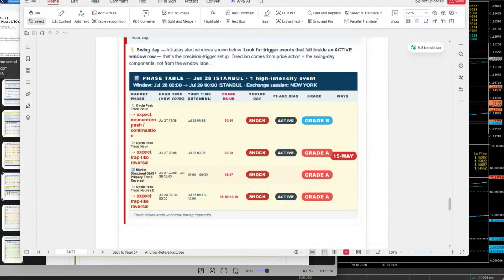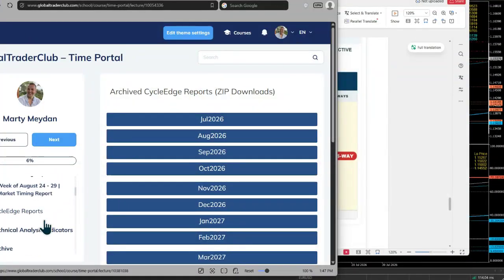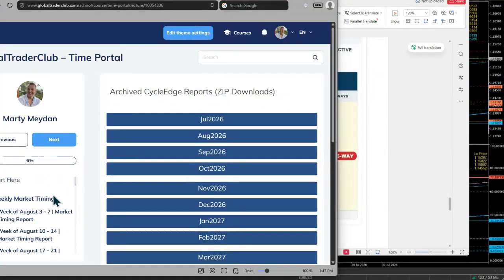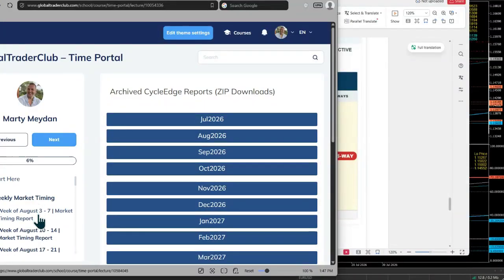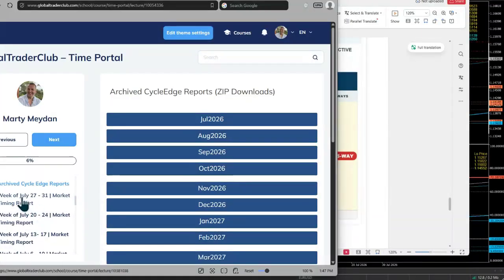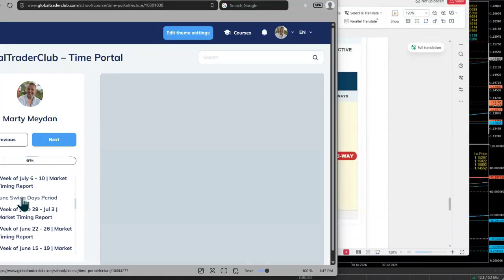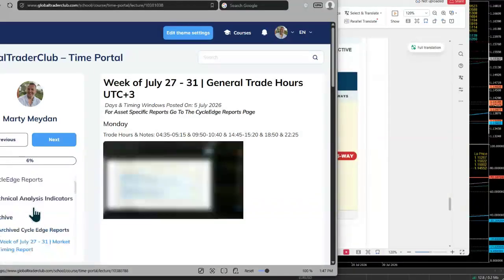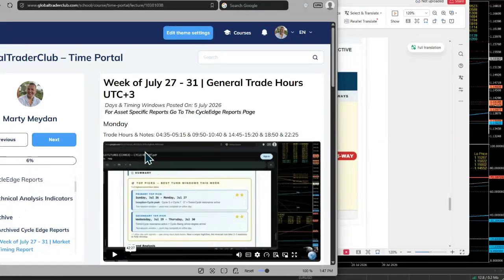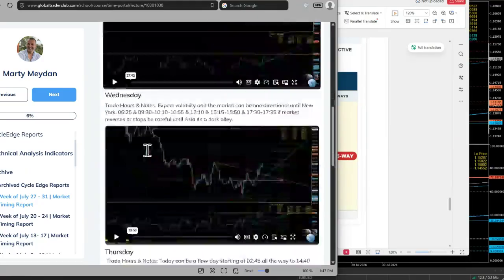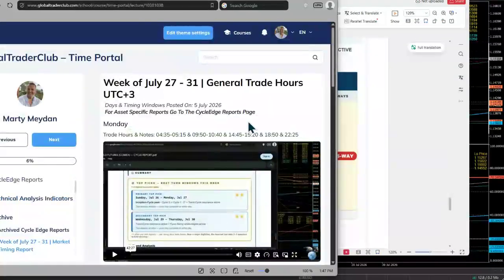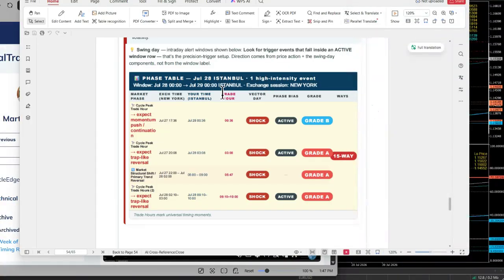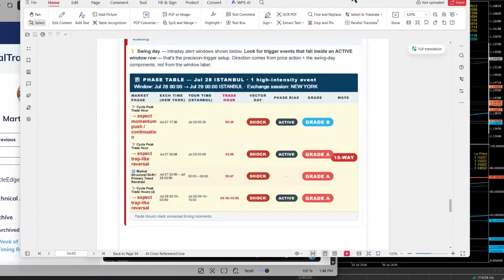And also, as you know, in the Global Trader Club, if you come to the weekly market timing area, you'll see the general trading hours for the full month of August. Now, for last week, it was this one, because this is archived already, so you can only find it in the archive tab. And here we have Tuesday, Wednesday, Thursday, and Friday. There's no video. I don't work on Fridays. Sometimes I do a video, sometimes I don't. So now all we have to do is follow through. So I'm going to get this out of the way.